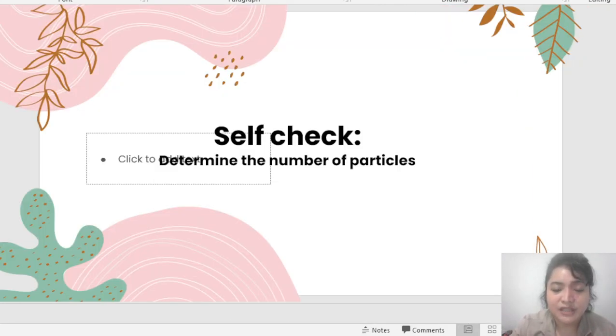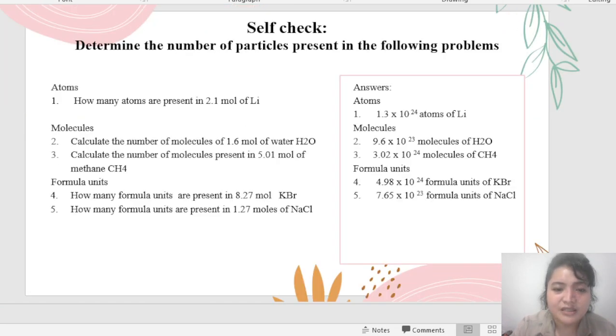Now let us have a self-check, okay? This is done in order for us to determine what we have learned for this session. Attached here are the answers, which will serve as your guide as you answer the given problems for different types of objects. We have the atoms, molecules, and formula units.